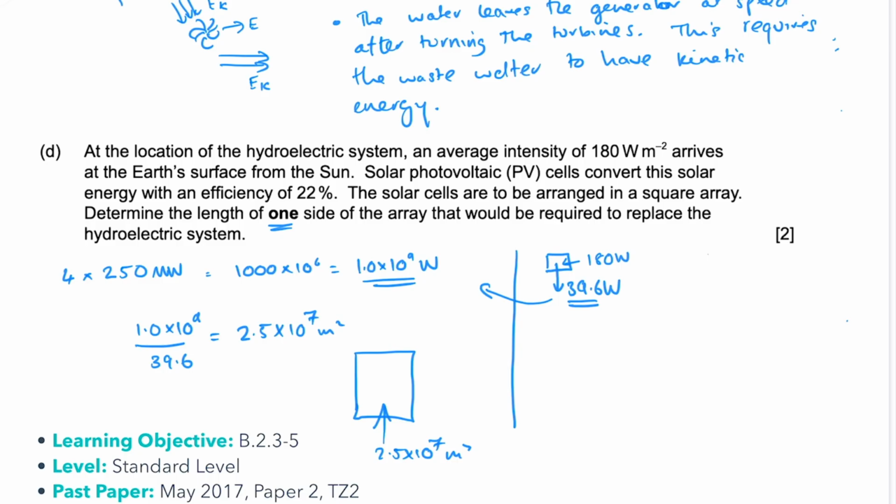But we only want one side. We want to know what that is. So what we do is we take the square root of it, and we say the square root of 2.5 times 10 to the 7 equals 5025 meters long. And how many significant figures should we give this to? To 2 significant figures. We're going to say it's 5,000 meters or 5 kilometers is the length of one side.